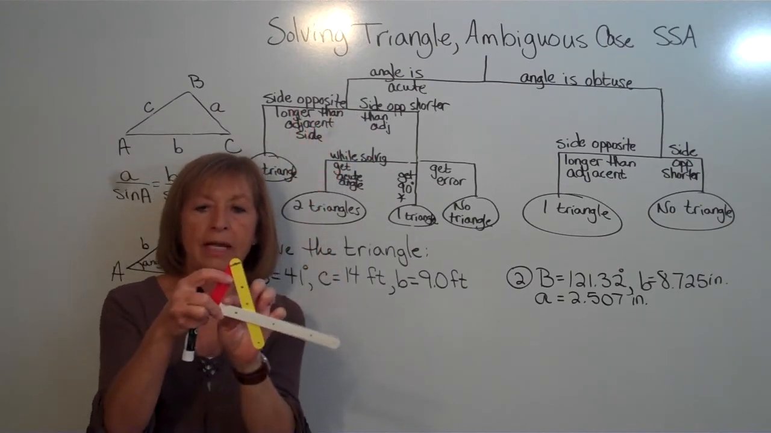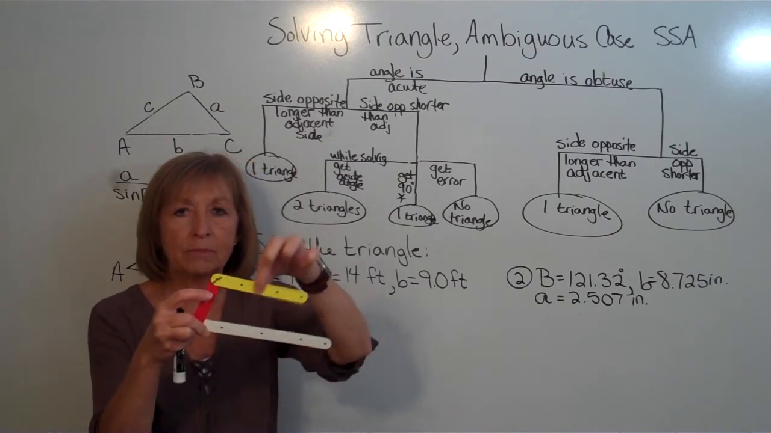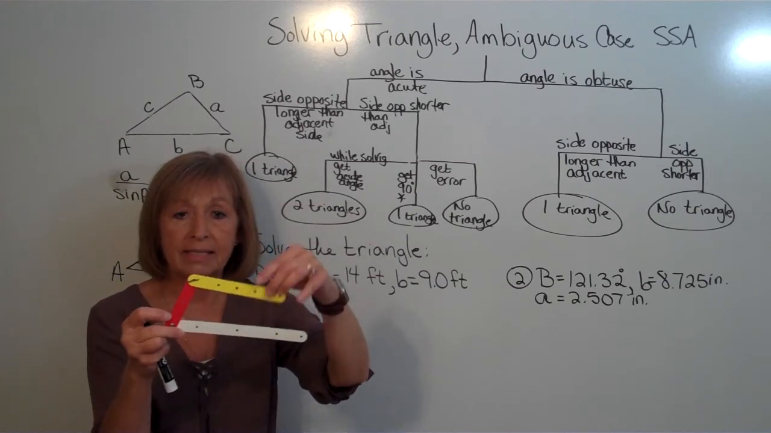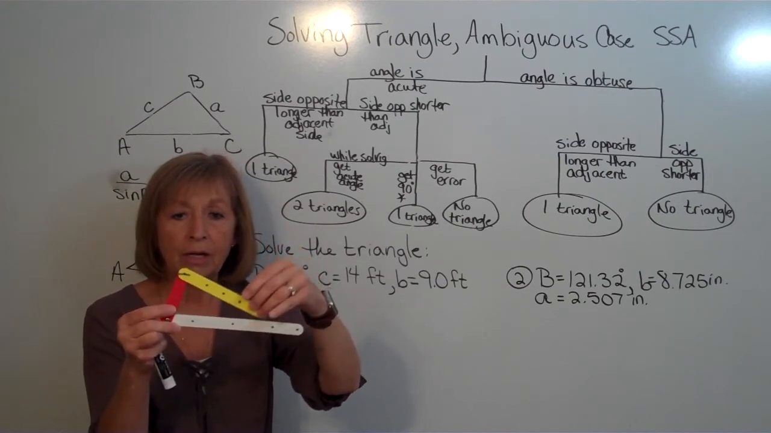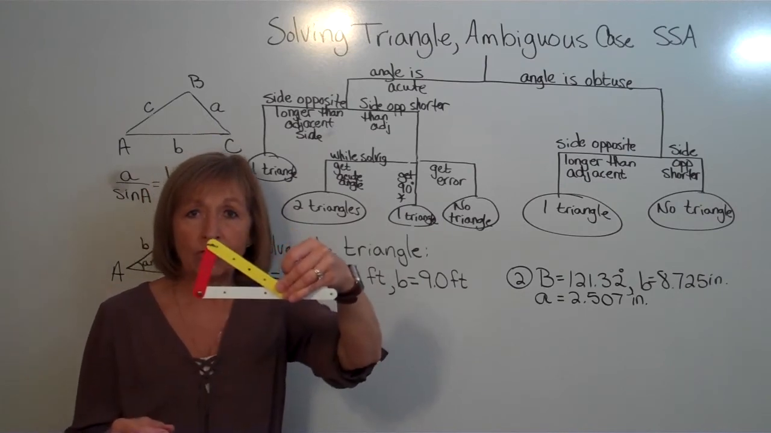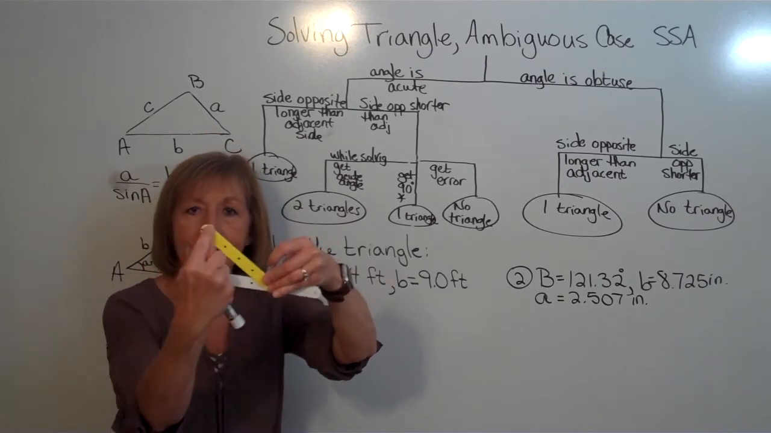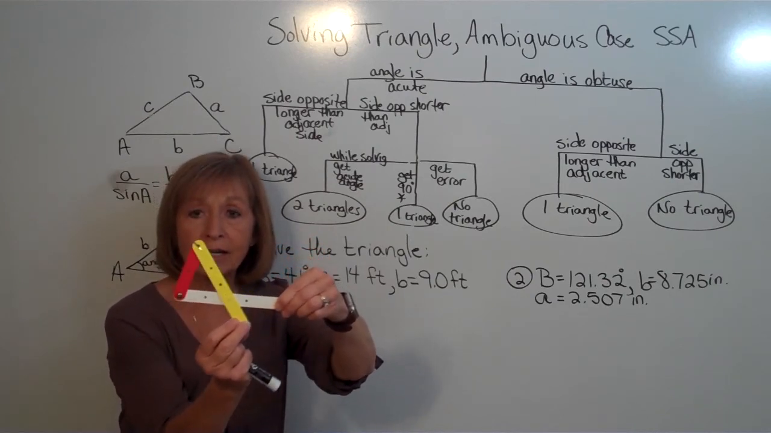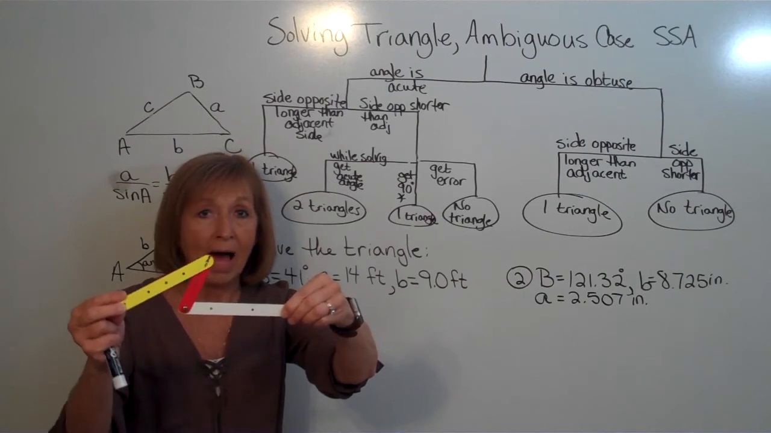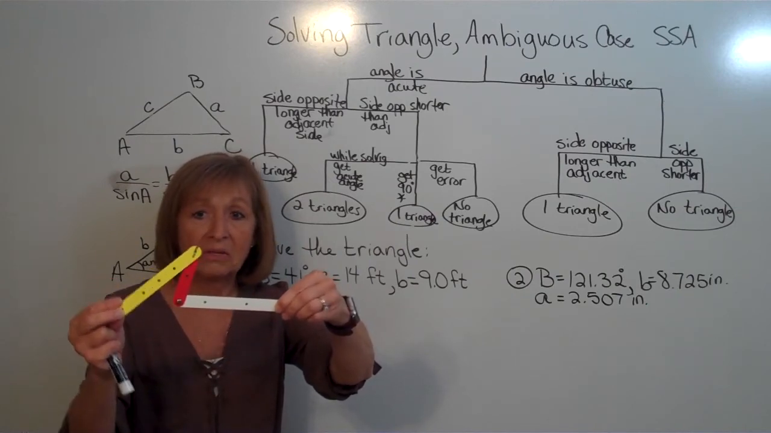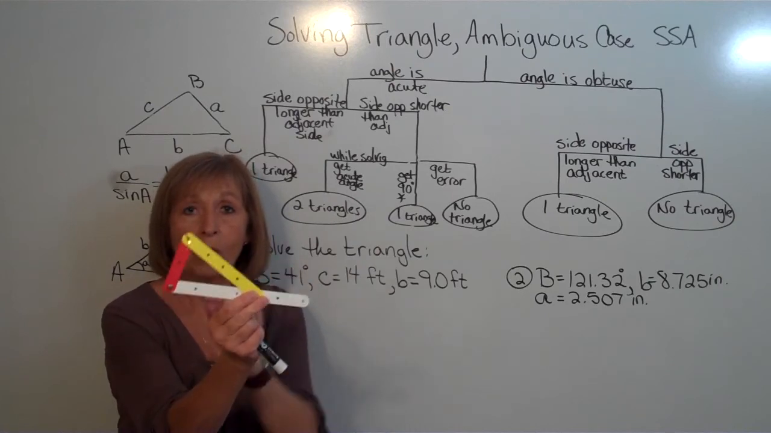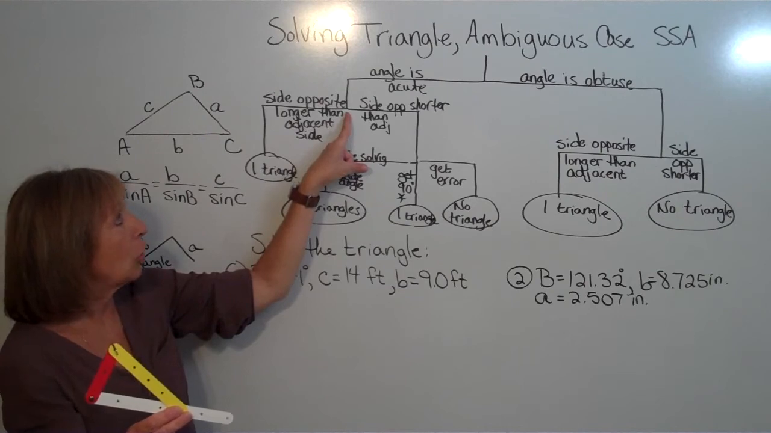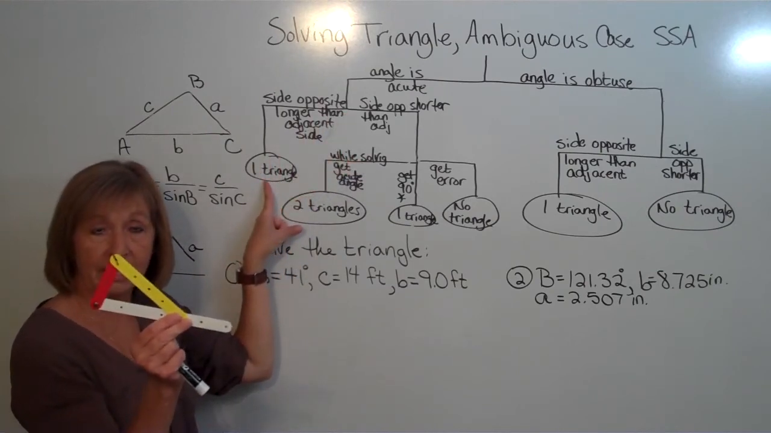Again, here's my acute angle, here's my side adjacent, here's my opposite side. My yellow one now is the opposite side, my red one's now the adjacent side, and this yellow one's longer than the red one. Well then, I'm just going to get that one triangle. Because this length has to hit the white one if you could make a second triangle, but if I try to swing and keep that angle there, I'm going to totally miss that other side. If the angle is acute and the side opposite is longer than the adjacent side, I'm just going to get the one triangle.